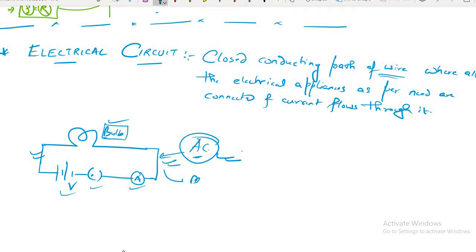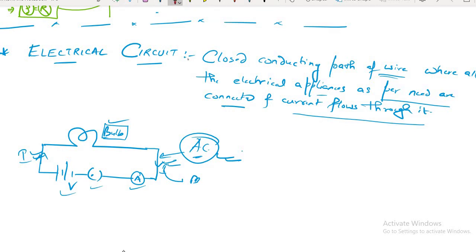So a closed conducting path of wires where all the electrical appliances, as per need, are connected, and current flows through it. We will not just pick up anything and attach it. Current should also flow through it. Understood? Yes, sir. So that is called an electrical circuit. Am I clear?